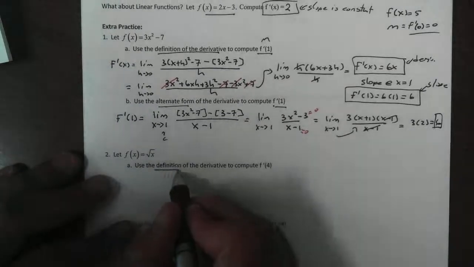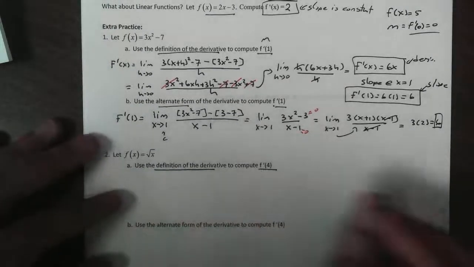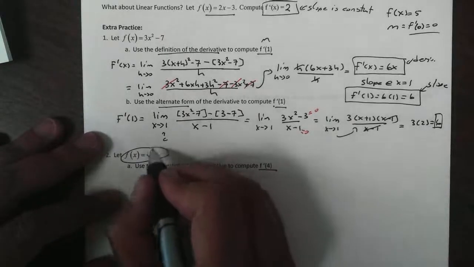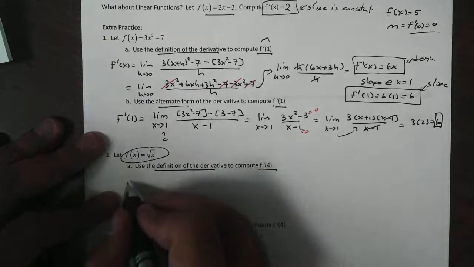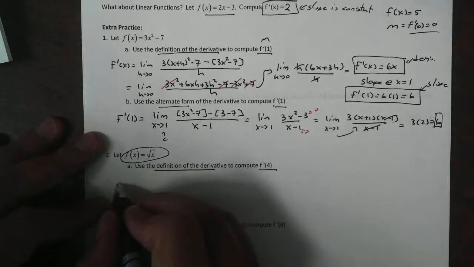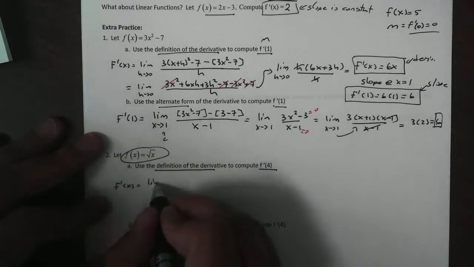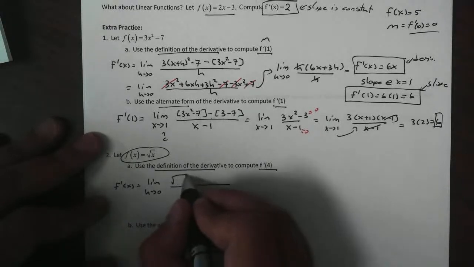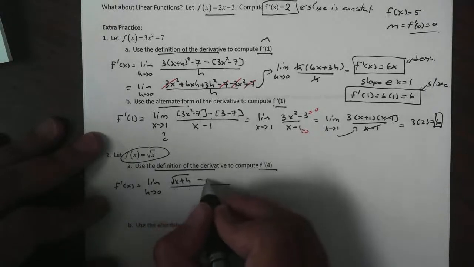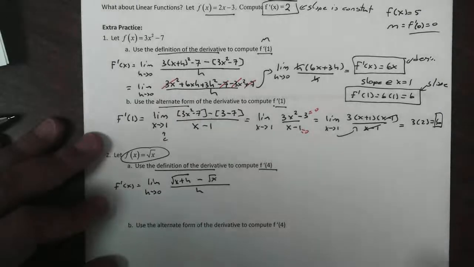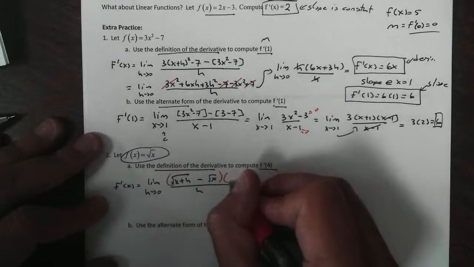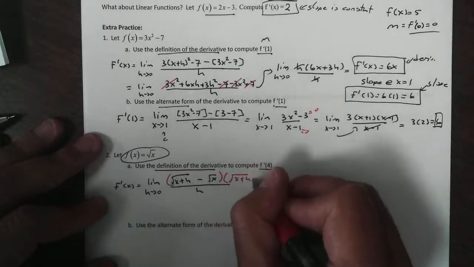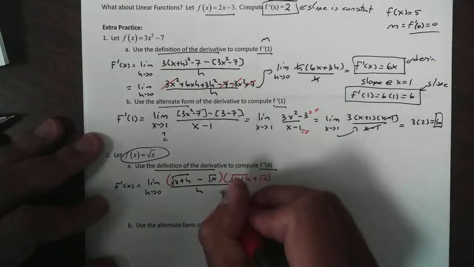Use the definition of the derivative to compute f prime of 4. So now this one you had on your homework last night. I didn't teach it to you, but let's see what we're going to do here. So we take the limit, so f prime of x, we get the limit as h goes to 0, square root of x plus h minus the original function all over h. And hopefully you guys kind of figured out we have to use conjugates for this one. Same on the bottom.